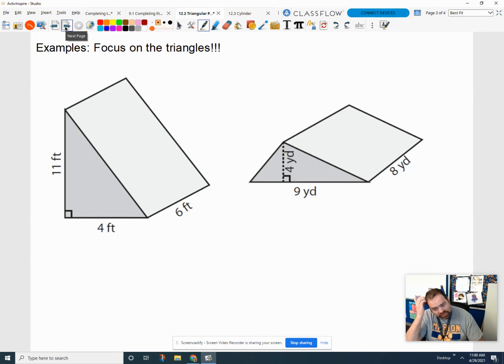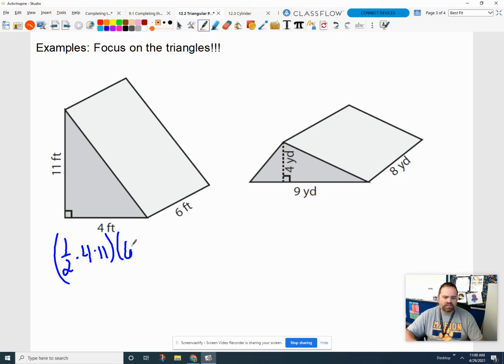These aren't necessarily going to get any harder at all. The only thing that's going to change is what kind of triangle you're dealing with. You might have a right triangle. You might have just a random triangle, this one being scalene, whatever. Focus on the height and base of the triangle. So this is one half, base is 4, height is 11, and then the height of the prism is 6. So that is 132 cubic feet.